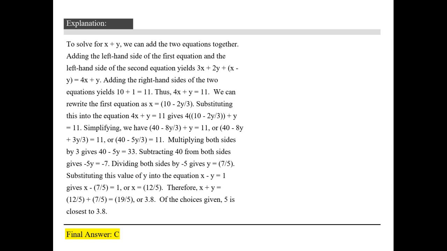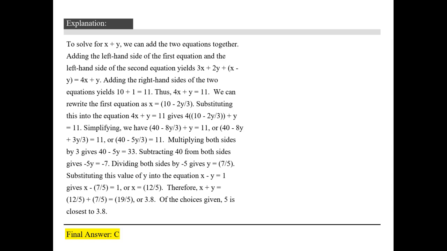To solve for x plus y, we can add the two equations together. Adding the left-hand side of the first equation and the left-hand side of the second equation yields 3x plus 2y plus x minus y, equals 4x plus y. Adding the right-hand sides of the two equations yields 10 plus 1, which is equal to 11. Thus, 4x plus y equals 11.